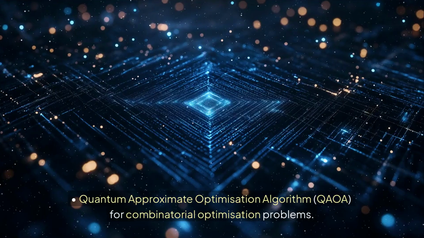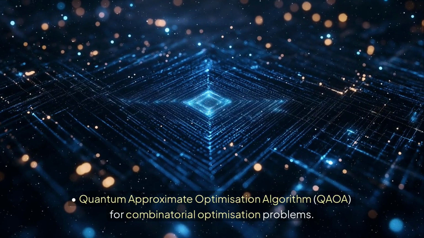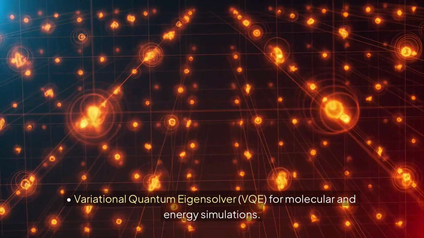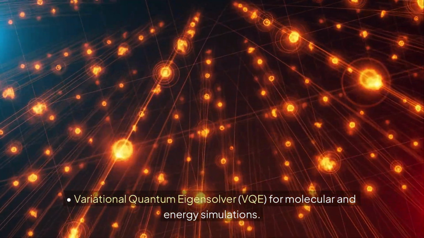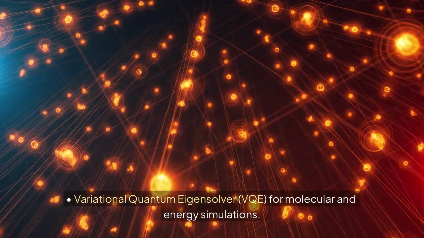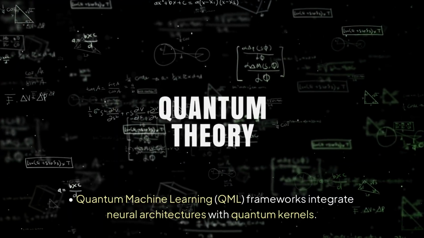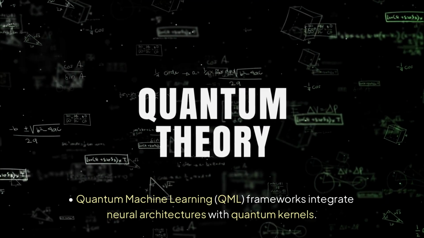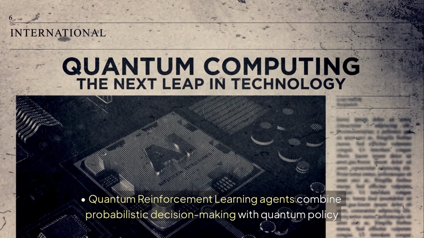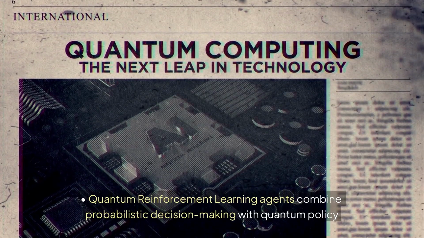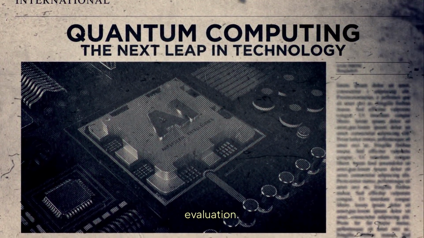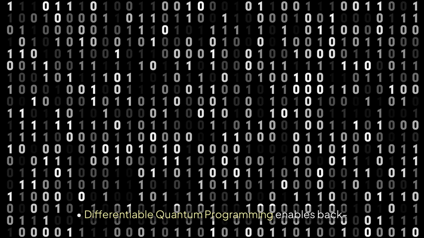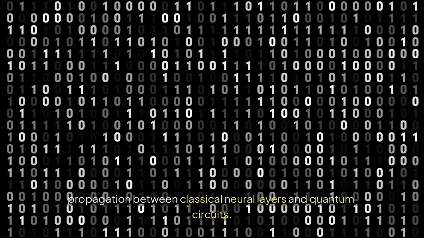Quantum algorithms: quantum approximate optimization algorithm, QAOA, for combinatorial optimization problems. Variational quantum eigensolver, VQE, for molecular and energy simulations. Quantum machine learning, QML, frameworks integrate neural architectures with quantum kernels. Quantum reinforcement learning agents combine probabilistic decision-making with quantum policy evaluation. Hybrid frameworks. Differentiable quantum programming enables backpropagation between classical neural layers and quantum circuits.